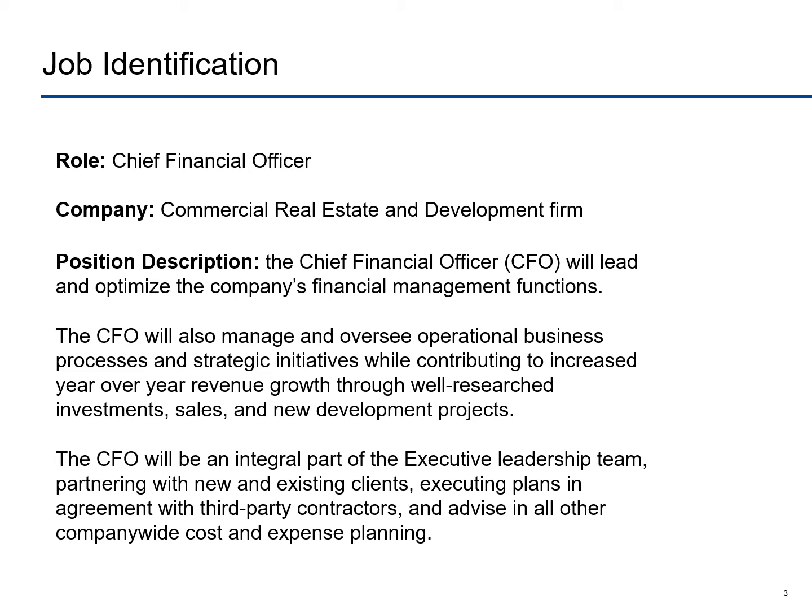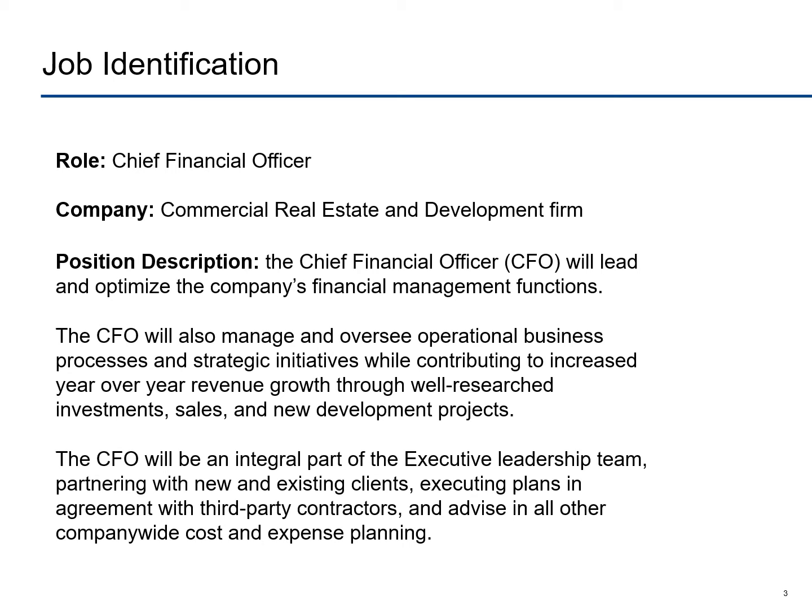Next is the job identification to further elaborate on the role and the company. So the role, as we mentioned, is a Chief Financial Officer or CFO at a commercial real estate and development firm that is a mid-size, national company, 500 to 2,000 employees, about $1 to $2 billion in assets.